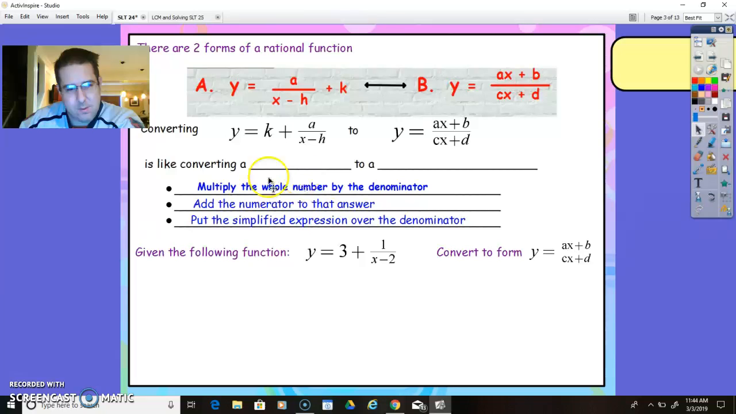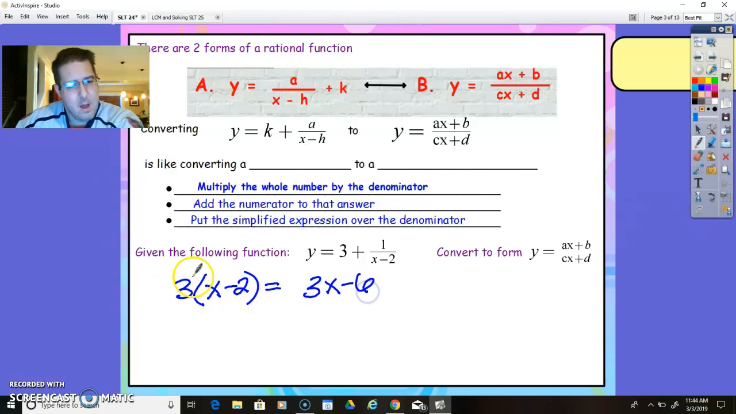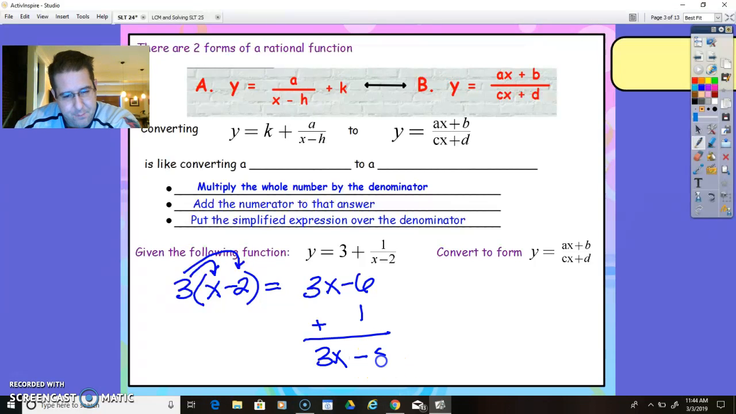It's the exact same process it was for mixed numbers to an improper fraction. So you're going to multiply the denominator by the whole number. You're going to add the numerator, and then you're going to put it over the original denominator. So I'm going to do 3 times x minus 2. That's the whole number times the denominator, and that's going to give me 3x minus 6 when I distribute the 3 to both terms. And then I'm going to add the numerator, and that gives me 3x minus 5, because -6 plus 1 is -5.